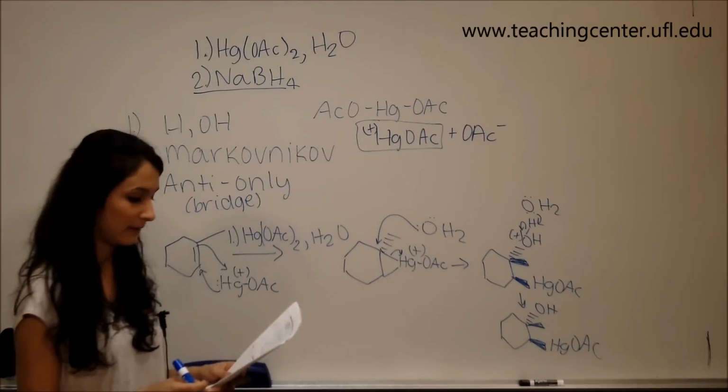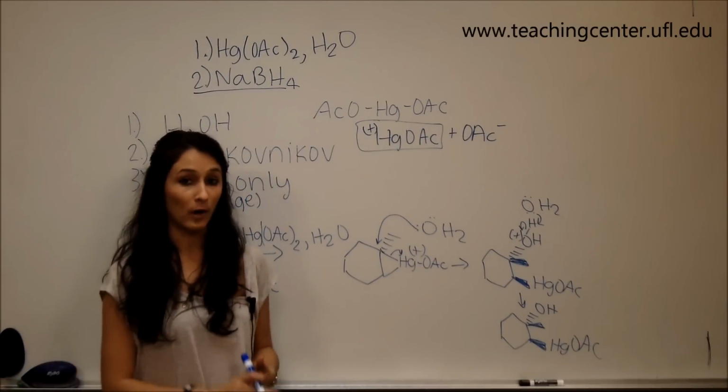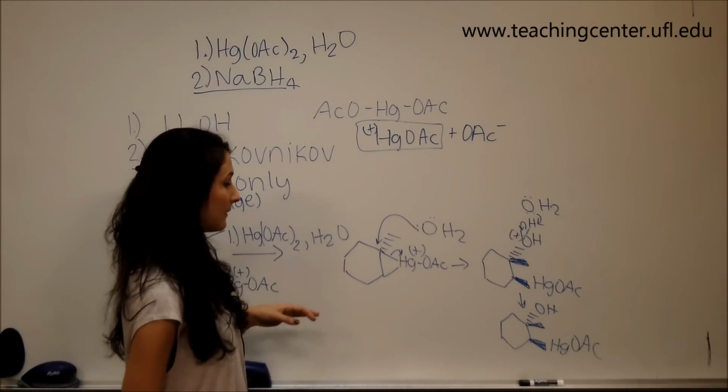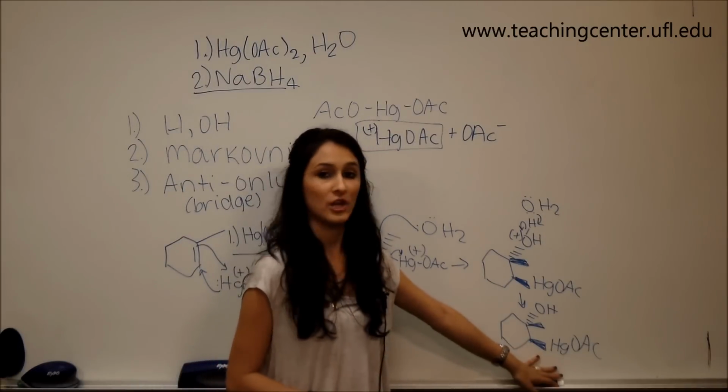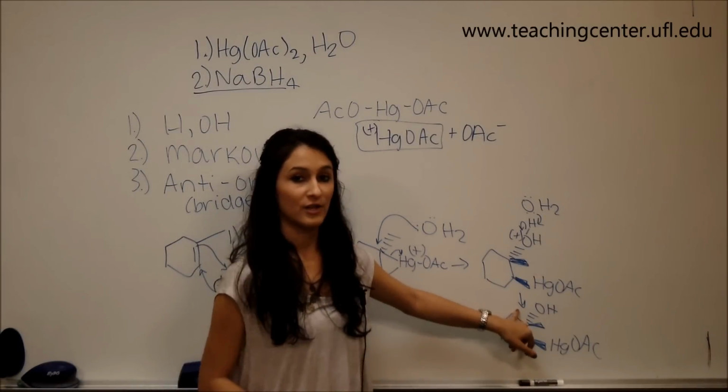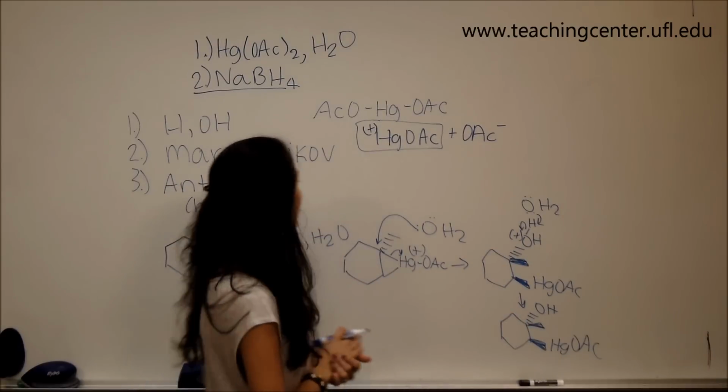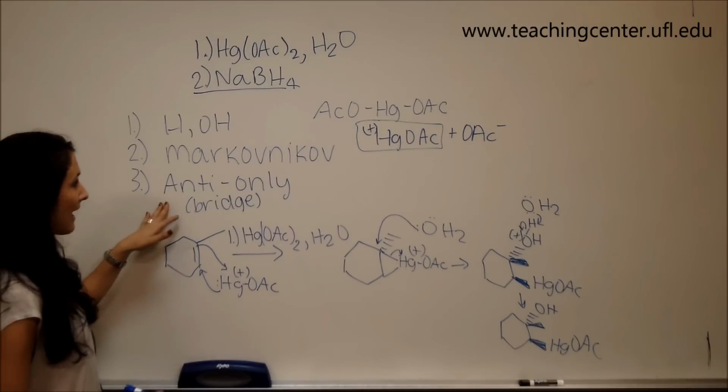Okay, so that's what we end up with here. That's the end of step 1. What you can see from step 1 is that the two things we've added so far are HgOAc and OH, and they've added anti. That part has already happened.